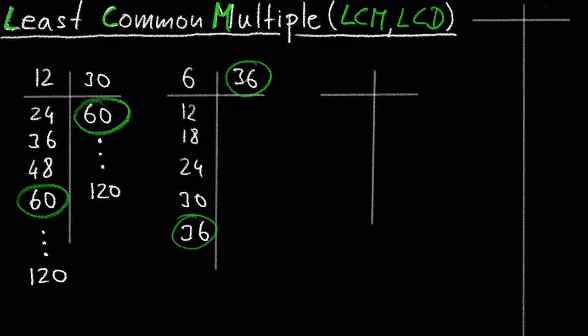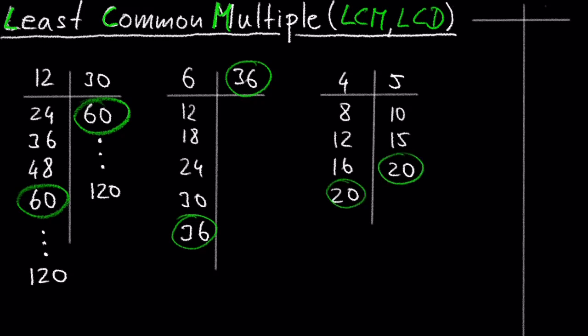What is the least common multiple of 4 and 5? The multiples of 4 are 8, 12, 16, 20, and so forth. And the multiples of 5 are 10, 15, 20, and so forth. 20 is the first number in the list, which is on both sides. So the least common multiple of 4 and 5 is 20.